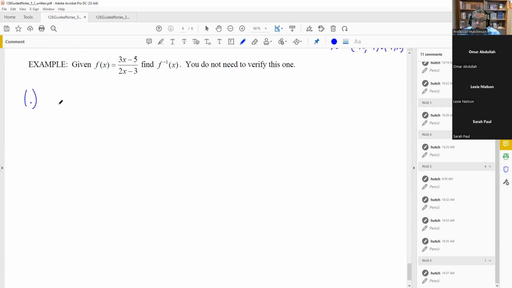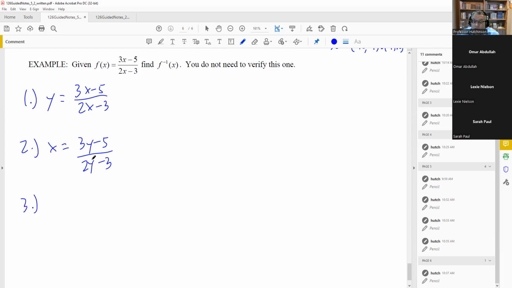So step number 1 is to replace the f of x with a y. I want to do another one of these because there are 2 fraction problems in the homework, so I just want to make sure we understand how to do a problem like this. Okay, so we have y equals 3x minus 5 over 2x minus 3. Step number 2 is to switch the x and the y. So x equals 3y minus 5 over 2y minus 3.